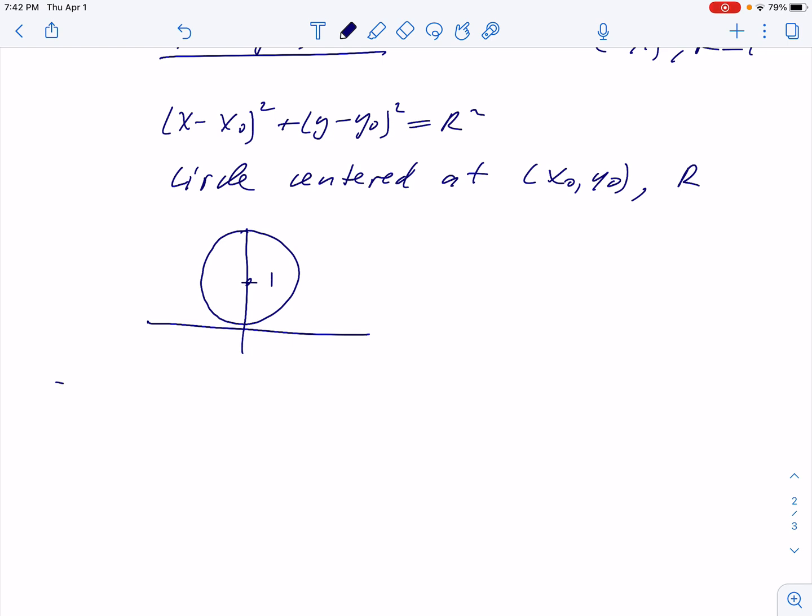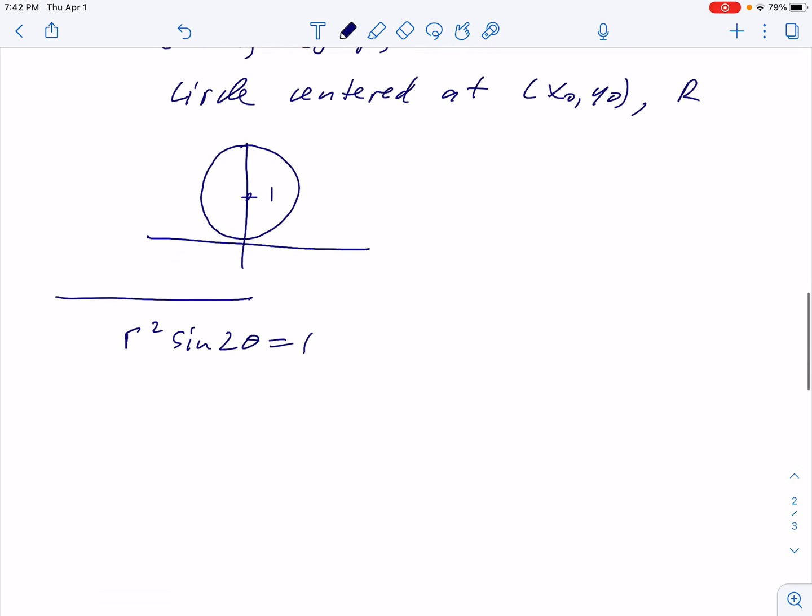Here is another example. Given is the polar equation r squared sine 2 theta equals 1. Eliminate r and theta, write Cartesian coordinates, and if possible identify this curve. So what to do? I can write this way.